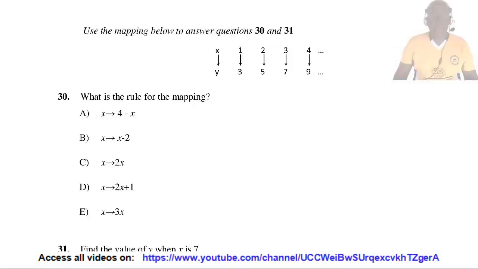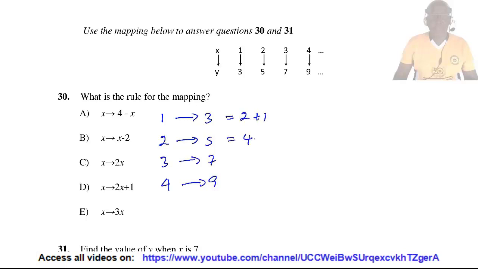Use the mapping below to answer questions 30 and 31. X maps to Y. 1 into 3, 2 into 5, 3 into 7, 4 into 9. Question 30. What is the rule of the mapping? We shall rewrite the mapping as 1 maps into 3, 2 maps into 5, 3 maps into 7, and then 4 maps into 9. This is the same as 2 plus 1, 4 plus 1, 6 plus 1, and then 8 plus 1. Take note of the sequence 2, 4, 6, and then 8. 2 here can be written as 2 times 1. 4 here can be written as 2 times 2.